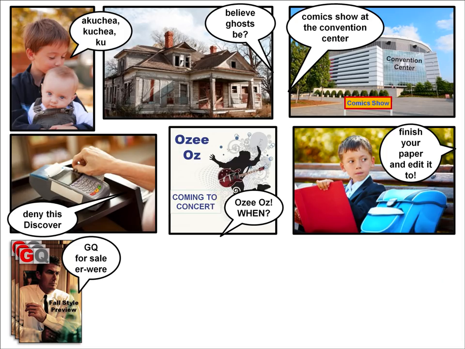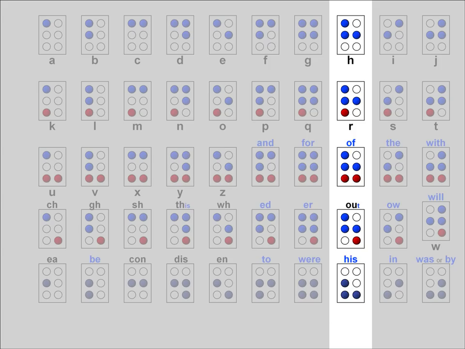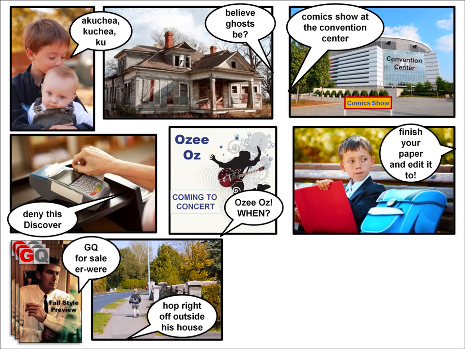So the bus comes, and you're riding home. But just before you get home, you see your best friend walking on the sidewalk, and you ask your dad, hey, Dad, can we hop right off outside his house? Which helps us remember the H column. H-R of out his, or hop right off outside his house.